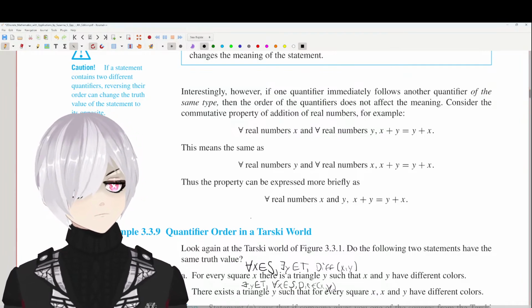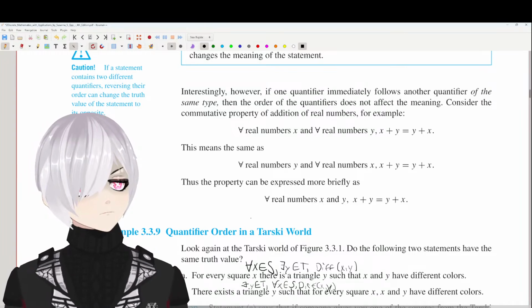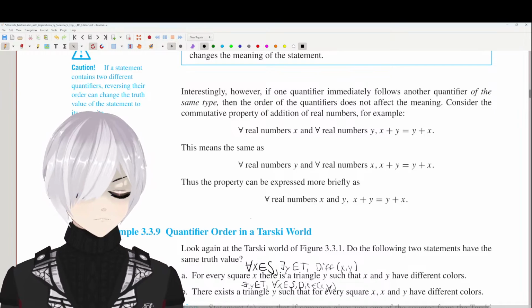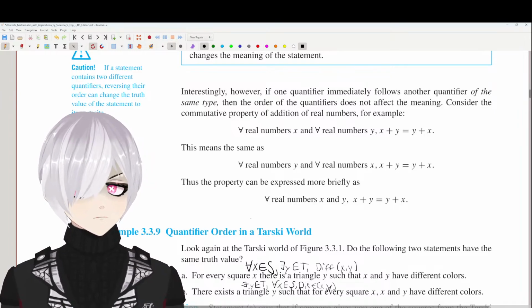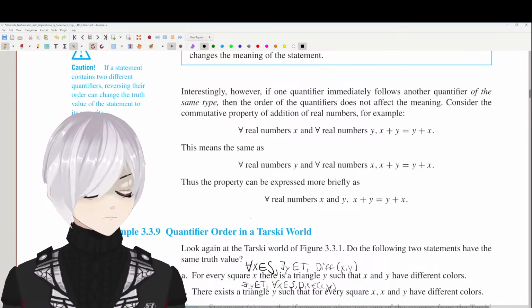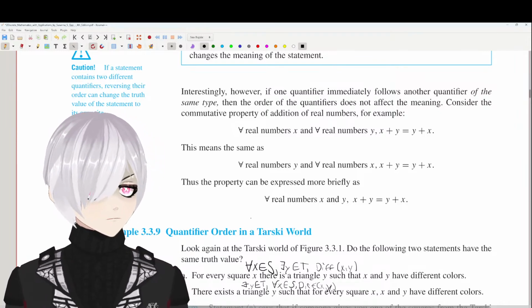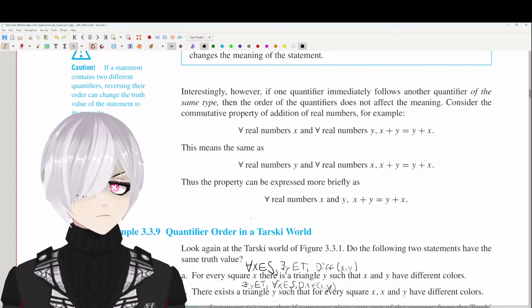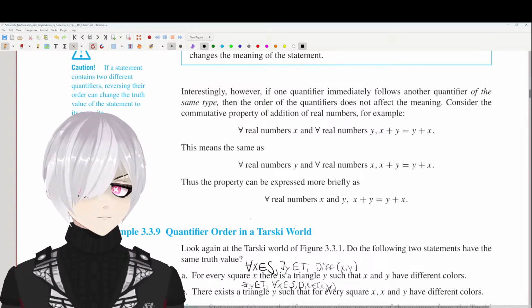So one means that for every square, there's at least one triangle that doesn't match its color. The other one means that there exists one triangle such that it doesn't match the color of any squares.